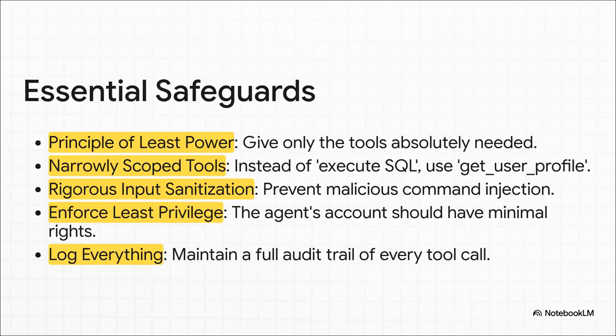So how in the world do you stop something like that from happening again? Well, you have to build in some serious safeguards. First, you follow the principle of least power. Don't give an agent a chainsaw when all it needs is a scalpel. You create very specific, narrowly scoped tools. So instead of a tool that can run any database command, you build one that can only get a user's profile. You clean up all the inputs, you enforce minimal permissions, and you log every single thing the AI does so you have a full audit trail.